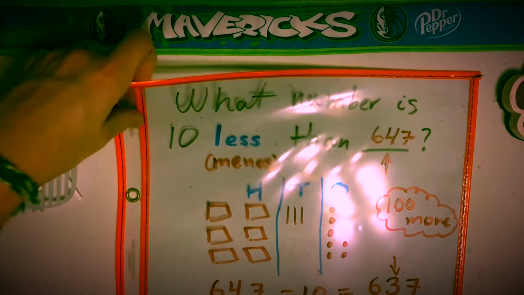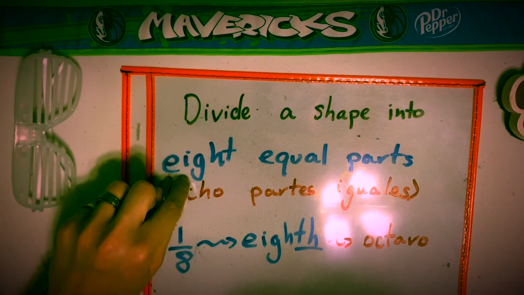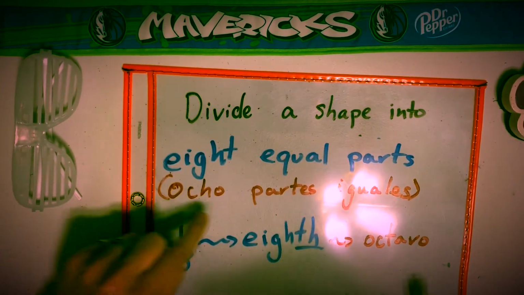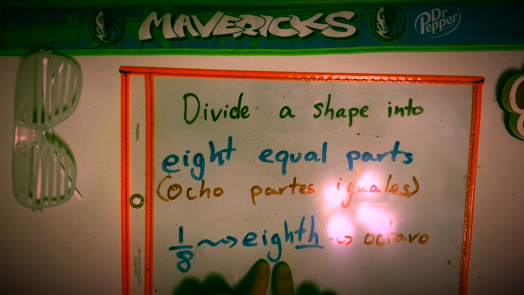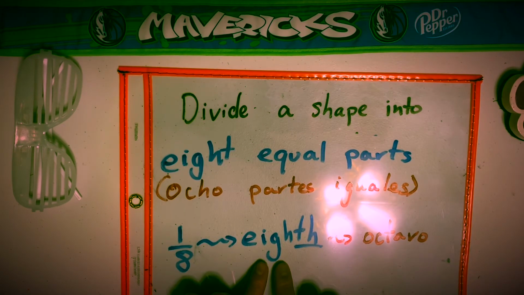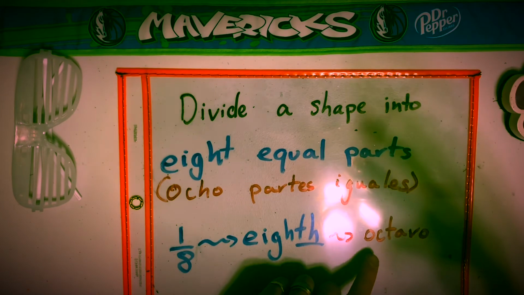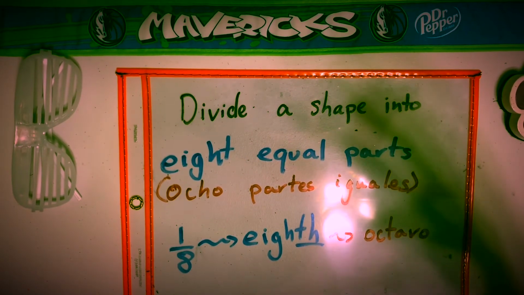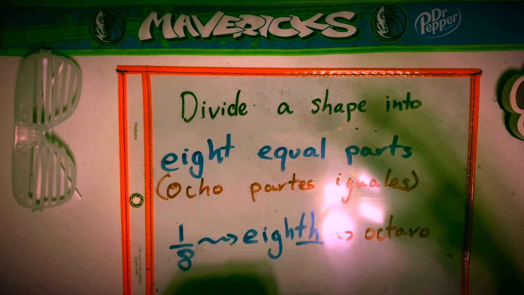Let's do part number 3 for today. Part number 3, we're going to divide a shape into 8 equal parts, en 8 partes iguales. We have 1/8. If we say it this way, eighth. Can you repeat it? Eighth. Repite. Eighth. In Spanish, we say octavo. El octavo. Lo decimos en español. So, un octavo. 1/8. Un octavo.